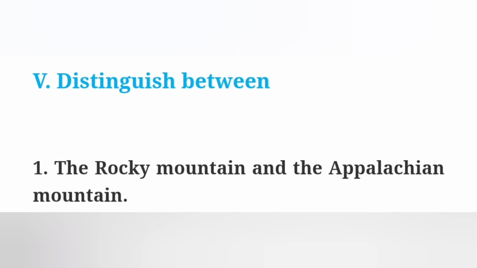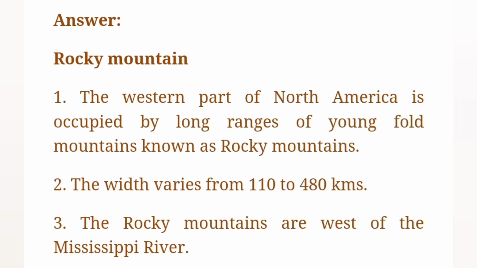First one, the Rocky Mountains and the Appalachian Mountains. Write this by distinguishing them. First, the Rocky Mountains. First point, the western part of North America is occupied by the long ranges of young fold mountains known as the Rocky Mountains. Second point, the width varies from 110 to 480 kilometers. Third point, the Rocky Mountains are west of the Mississippi River.